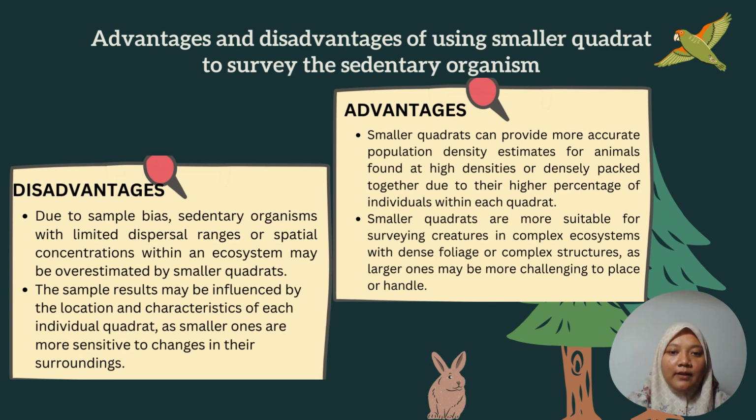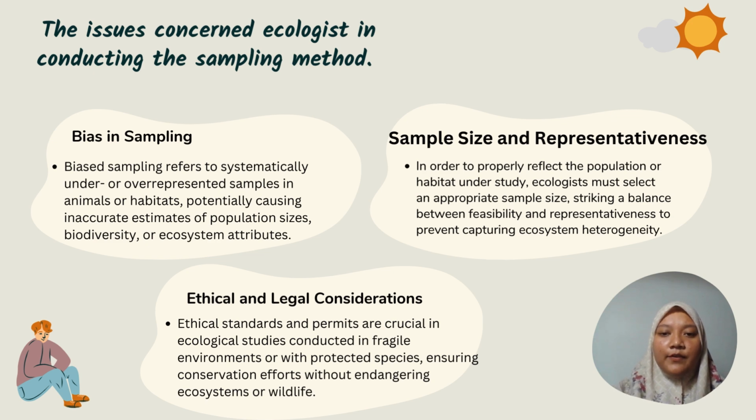Next, smaller quadrats provide precise population density estimates for animals with high densities and are ideal for studying creatures in intricate ecosystems with dense foliage or complex structures. However, smaller quadrats may overestimate sedentary organisms due to sample bias and environmental changes, while larger ones are more sensitive to location and character. The ecologist is grappling with sampling method issues such as bias, sample size, and ethical consideration.